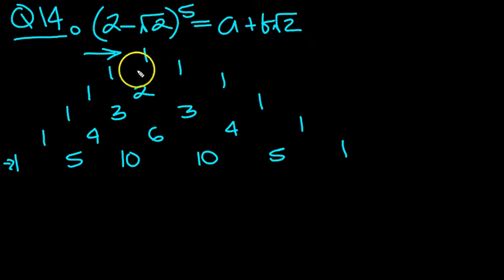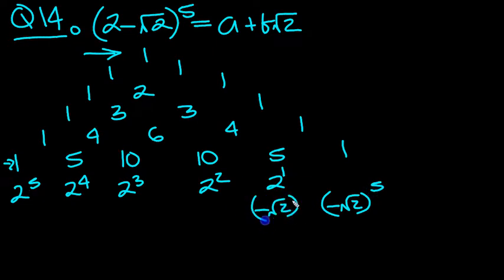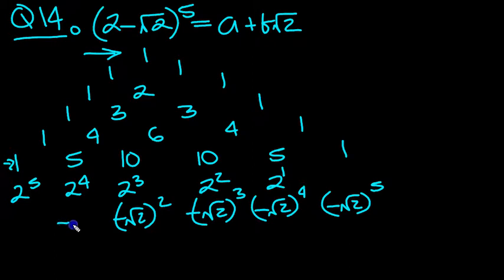Now we've got 2 to the power 5. We start with that value and then we descend the powers, don't we? 2 to the 4, 2 cubed, 2 squared, and just 2 to the power 1. Then we look at the second term. We do the exact same process in the opposite direction. Minus root 2. So it's (-√2)^5, (-√2)^4, (-√2)^3, (-√2)^2, then just -√2, and that's what we've got.